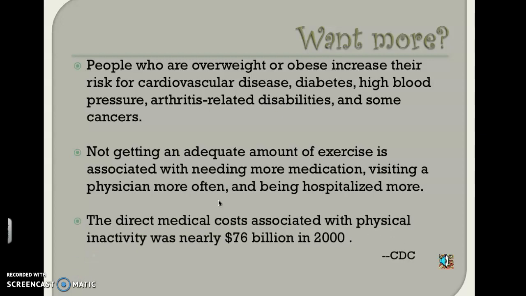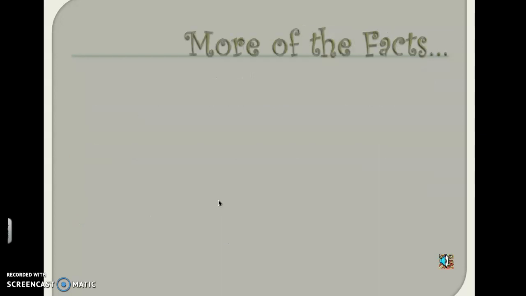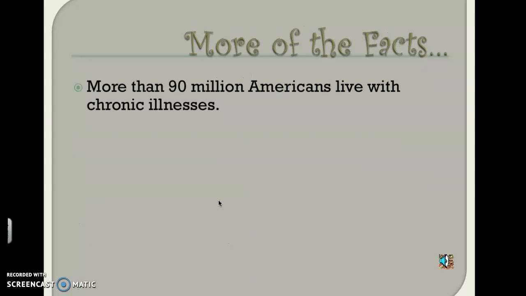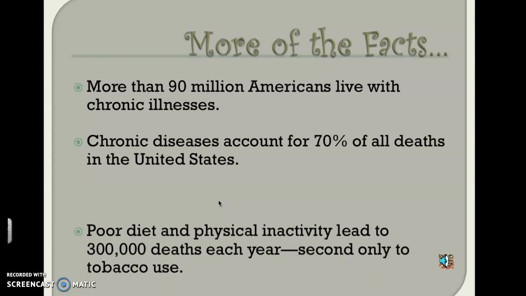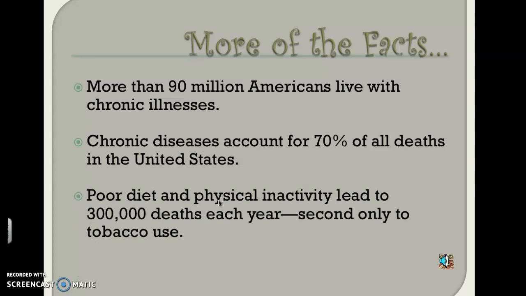Direct medical costs associated with physical inactivity were $76 billion in 2000. That number's a little old, but if you take that number to 2020, I guarantee you it's much higher already. Ninety million Americans live with chronic diseases and illnesses. We have talked about chronic diseases and illnesses in our PCH unit, so you do know what they are. Chronic diseases account for 70% of all deaths in the United States. And poor diet and physical inactivity lead to 300,000 deaths each year, which is only second to people using tobacco.